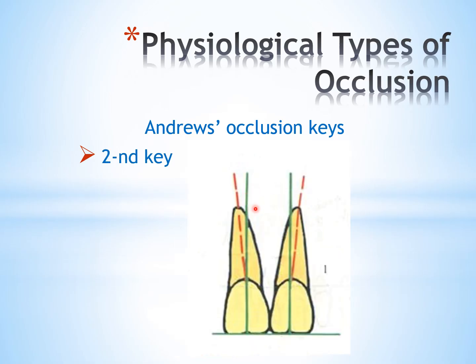Second key, angulation. Angulation is the angle between the perpendicular line to the occlusal plane and the long axis of the tooth. They are shown with positive angulation.